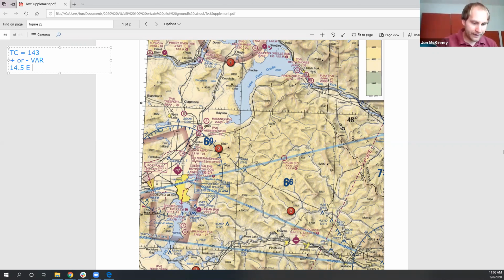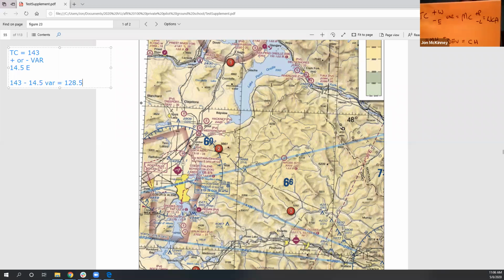Okay, so we had a true course of 143, and we have a variation line labeled 14.5. So I'm going to pull out my calculator to prevent myself from screwing up any math. We got 143, subtraction sign, 14.5. I'll write that out for you: 143 minus 14.5, we'll call that variation. And I get an equal sign of 128.5. I'm following the exact thing that you spoke to me: true course plus or minus variation equals MC, magnetic course. So 128.5 is going to be our magnetic course.